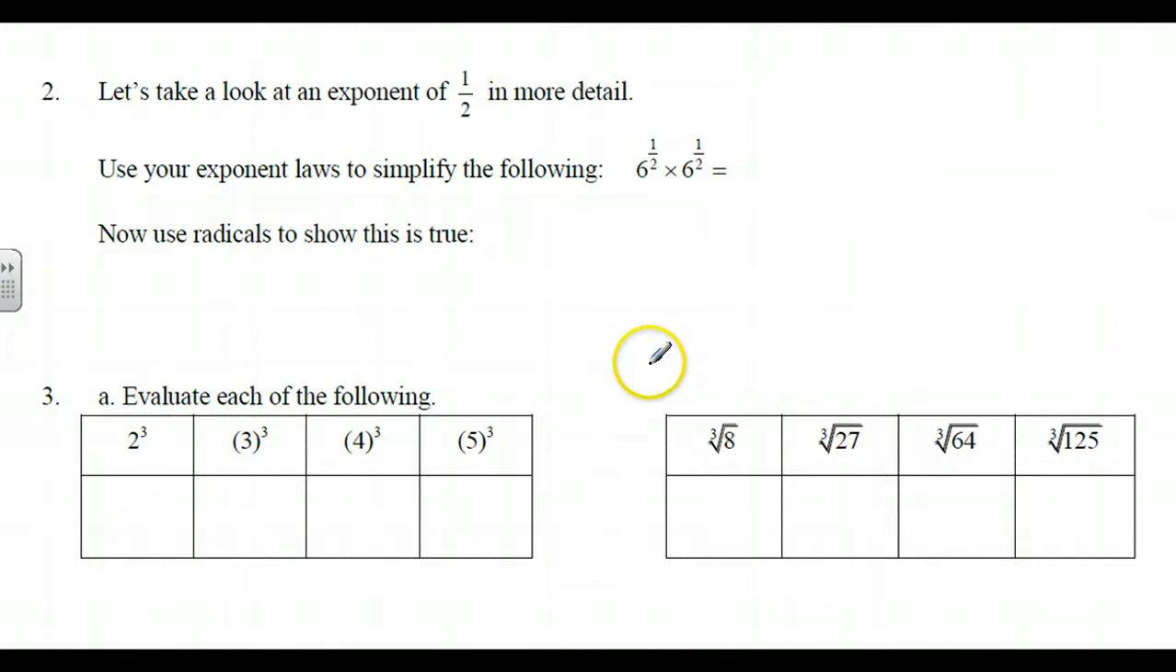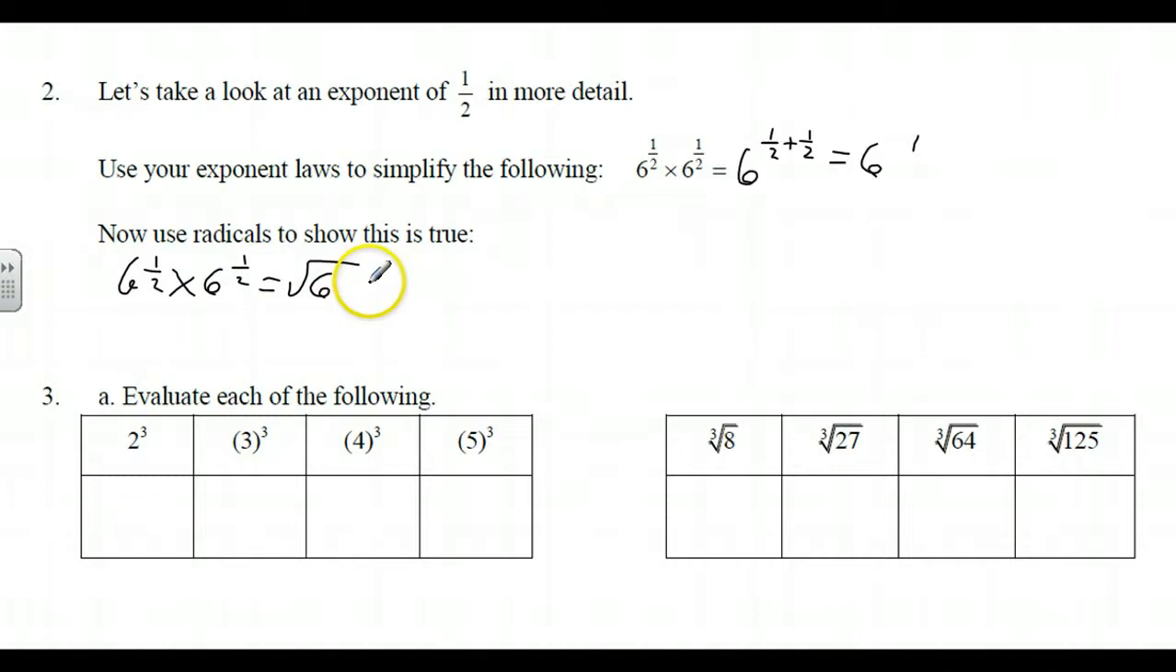Let's take a look at an exponent of 1/2 in more detail. Use the exponent laws to simplify the following. 6 to the 1/2 times 6 to the 1/2. Multiplying powers with the same base, we add exponents. 1/2 plus 1/2 is 1. So we get 6 to the 1. Now use radicals to show this is true. Well, 6 to the 1/2 times 6 to the 1/2 is the square root of 6 times the square root of 6, which is the square root of 6 times 6, which is square root 36, which is 6.